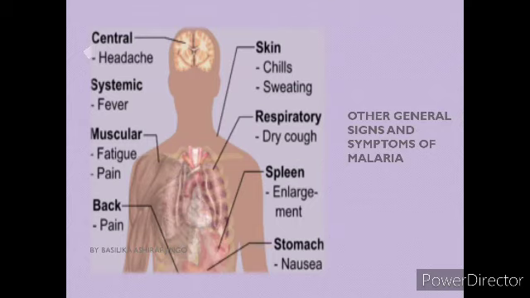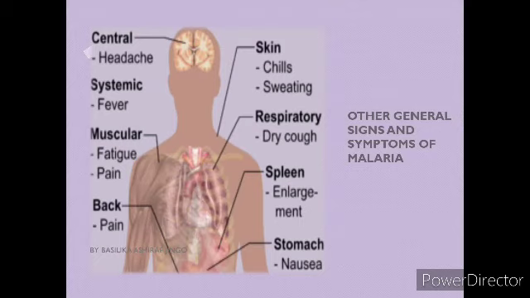Then I tried to generalize these signs and symptoms according to their system. The central nervous system, we have headache. Fever, we talked about it. The musculoskeletal, we have fatigue. Fatigue is feeling of tiredness. Then we have pain. We have back pain. Then skin, we have chills, sweating. Then in the respiratory tract system, we have dry cough.